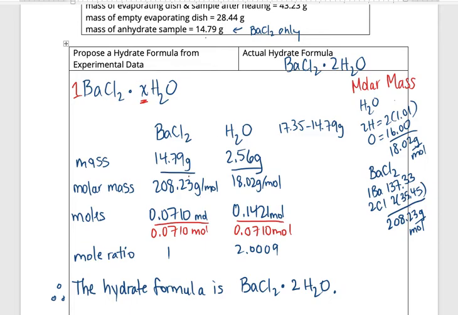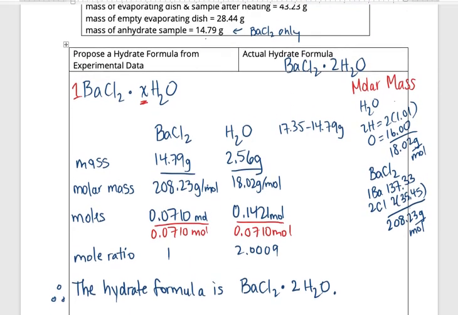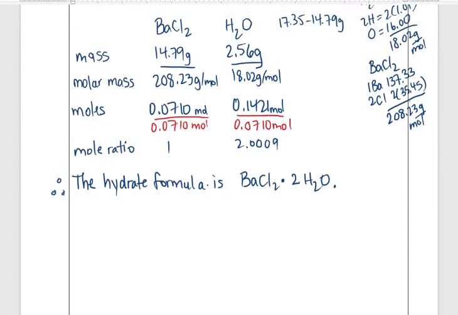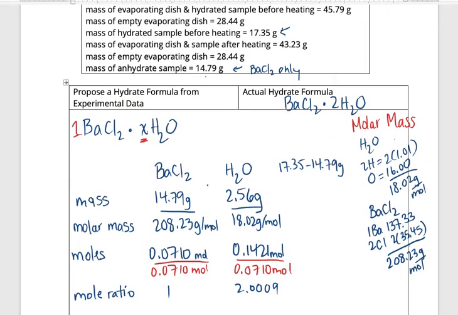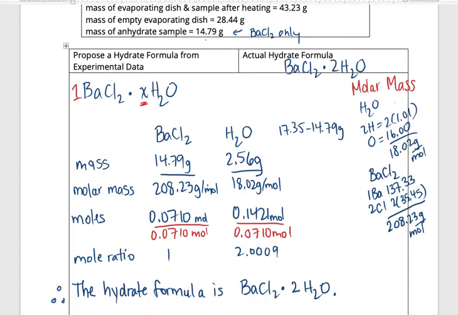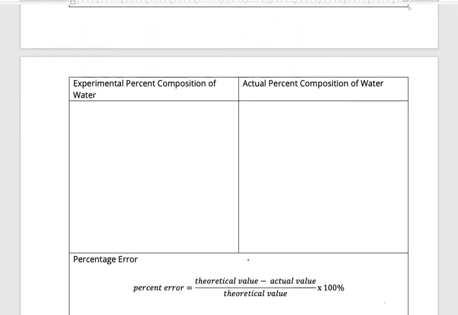Or these masses here. All right, so now that that's done, the next part of this pre-lab, and what you'll have to do for your actual lab, is find the percent composition. So we know that we found 2.56 grams of water. What percent is that of the actual barium chloride compound, or the actual hydrate compound? And then let's calculate the actual percent that water should be in this barium chloride dihydrate compound. All right, so let's go down here.